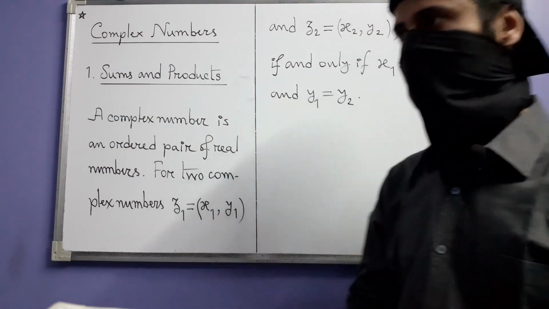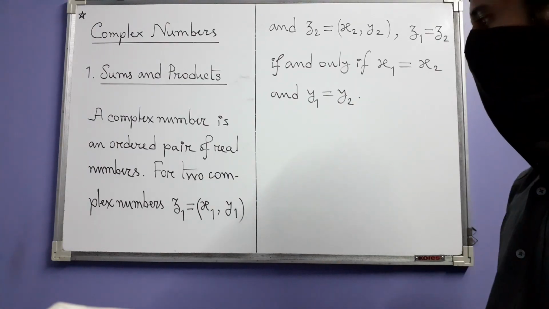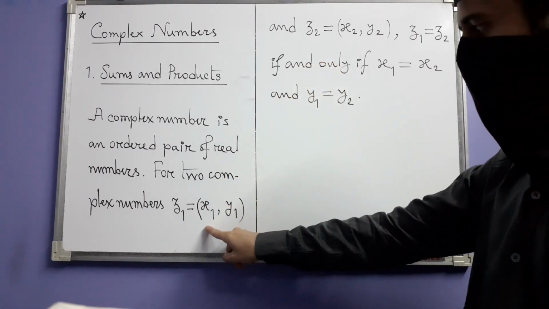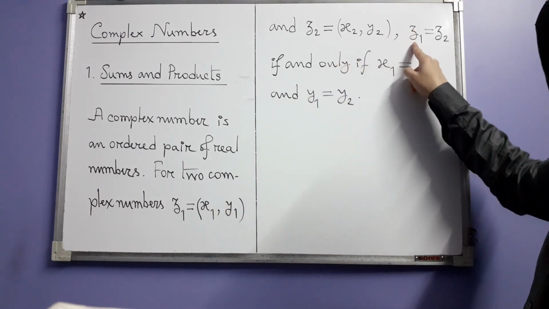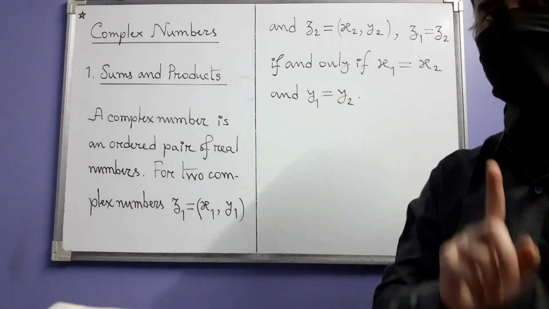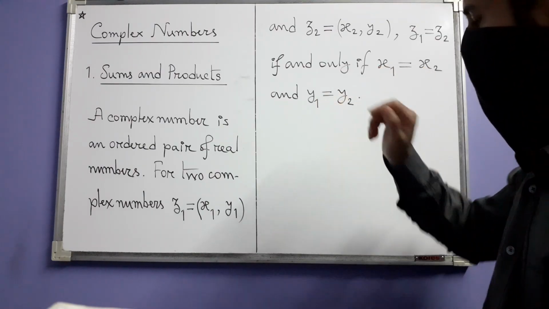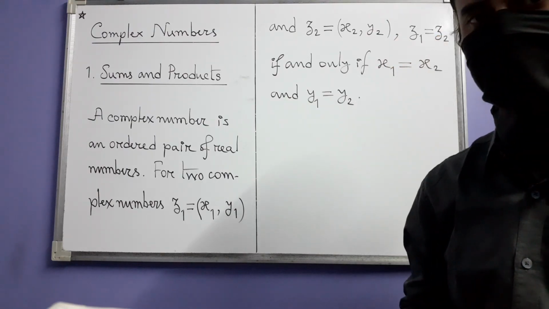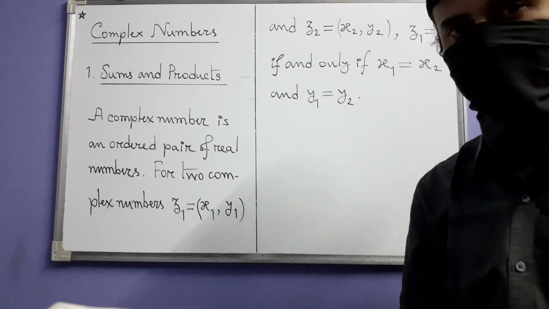But before we see those operations, let's first understand one thing very clearly, that two complex numbers z1 and z2, which are these ordered pairs, say x1, y1 and x2, y2, are considered to be equal if and only if the corresponding coordinates are equal. That means x1 is equal to x2 and y1 is equal to y2. This is the definition of equality of two complex numbers, and this is also nothing new to us. We already know this from coordinate geometry.